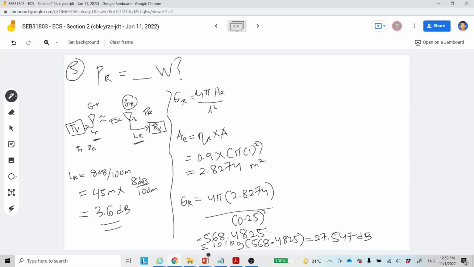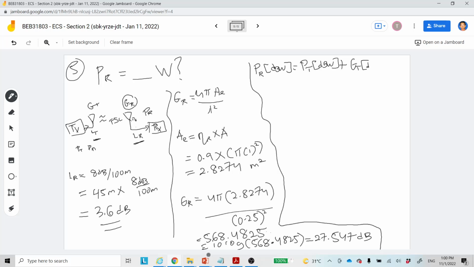Okay, so from here kita boleh kira berapakah nilai receive power. So cara yang mudah, kalau kita buat dalam decibel dulu, barulah kita convert kepada nilai power, lebih mudah. Okay, so PR in dBW is equal to P transmitter in dBW plus GT in dB plus GR in dB minus all the losses: FSL in dB, minus LT in dB, minus LR in dB. Ini macam tadilah dalam nota. Okay, so kita masukkan aja.